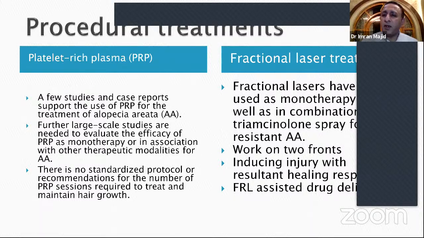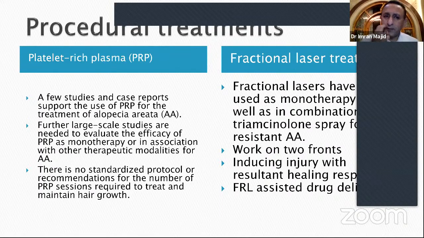Then you have fractional lasers, which have been used as monotherapy as well as in combination with triamcinolone spray for resistant alopecia areata. How do these lasers act? They act on two fronts. They induce injury with resultant healing response, and then they can assist the drug delivery, which is known as fractional laser assisted drug delivery.